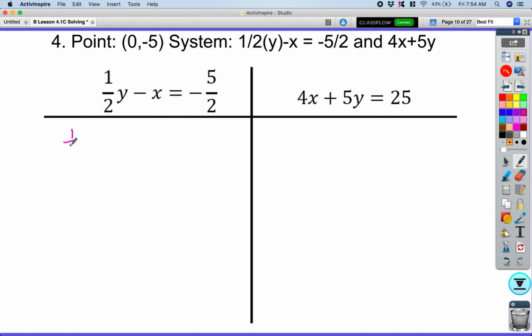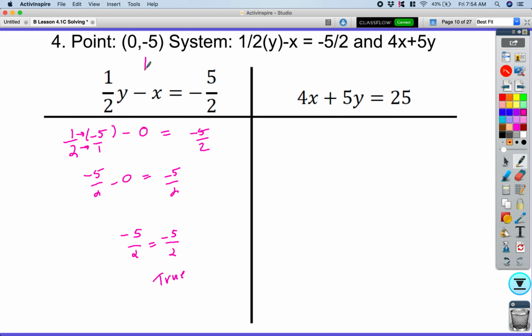This is 1/2 times negative 5 minus 0 equals negative 5 over 2. And when I multiply these, remember we just multiply straight across, and this would give me negative 5 over 2 minus 0 is equal to negative 5 over 2. This gives me negative 5 over 2 is equal to negative 5 over 2. Perfect. So that's a true statement. That point is on this line.